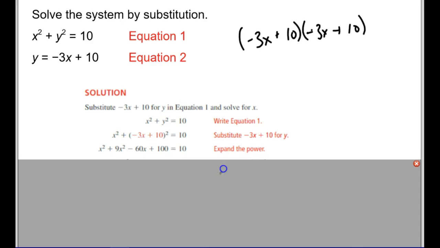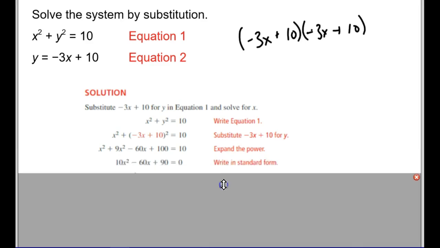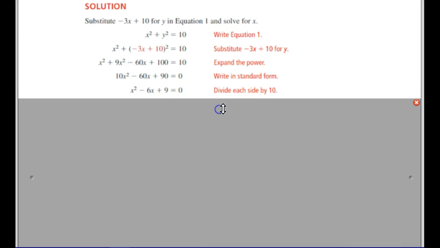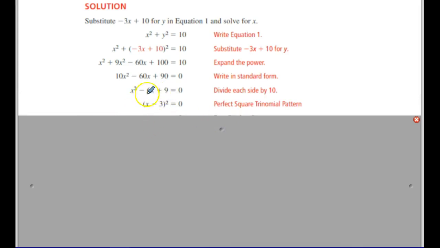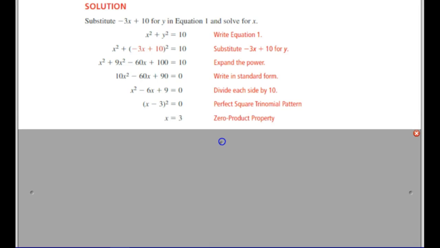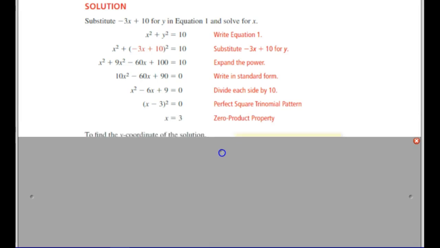Well, now I'm left with a quadratic, so I combine my terms and I write this in standard form with everything over on the left side. I see I can divide everything by 10 to simplify it. Now I see that this can probably be factored, so I go ahead and factor this one. It also creates a perfect square trinomial, because I would end up with x minus 3 times x minus 3, and since those are the same thing, it's a perfect square trinomial. So I can use my zero product property and solve for x equals 3.